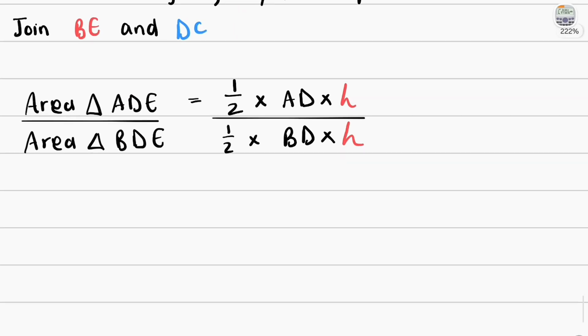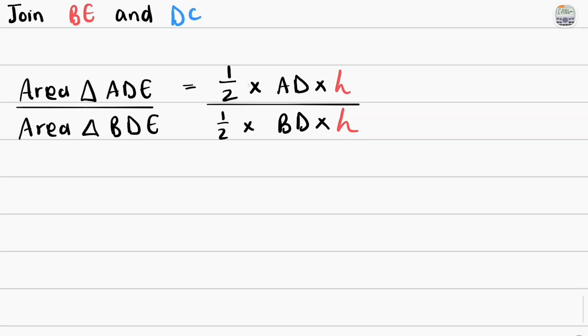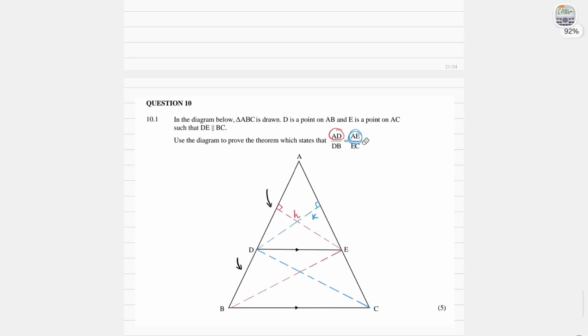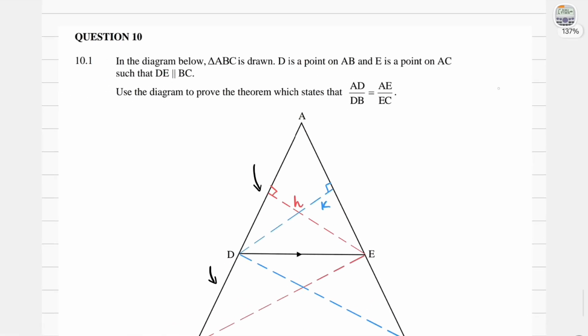And then you see with this that these would cancel. We have a half and half cancel, H and H cancel. And so it means that this simplifies to AD over BD. Great. So now we have the AD over BD part. That's done. But now let's get AE over EC.